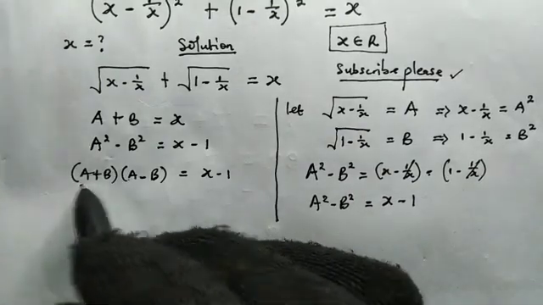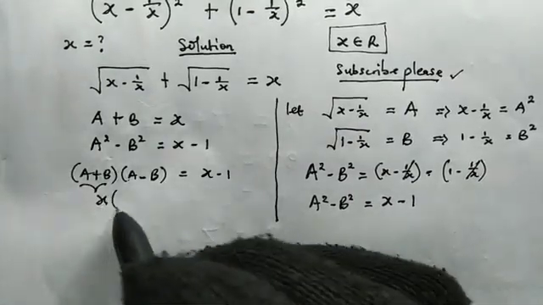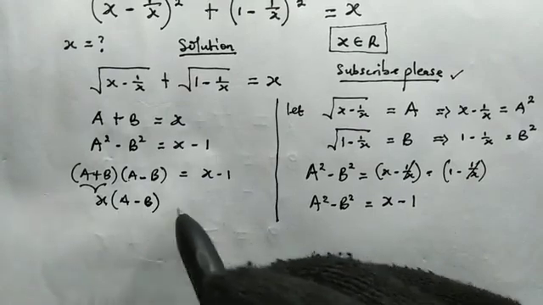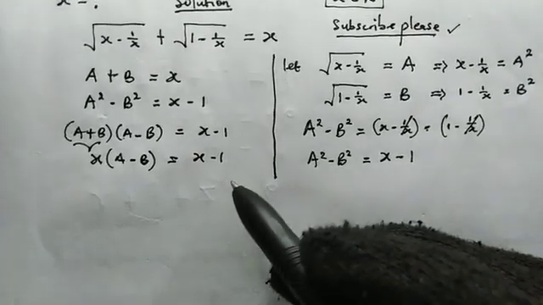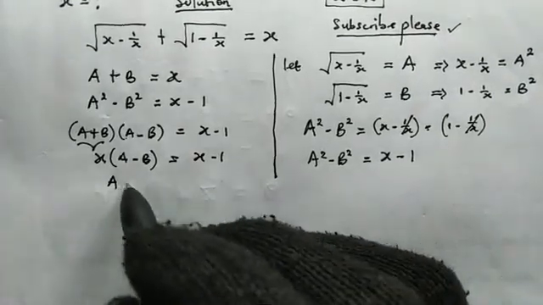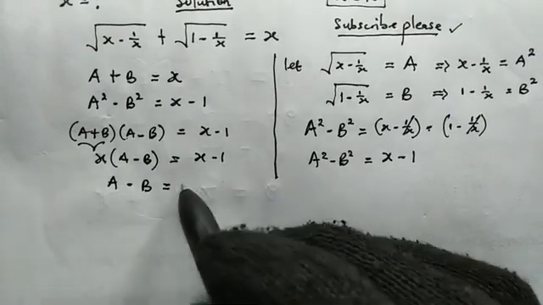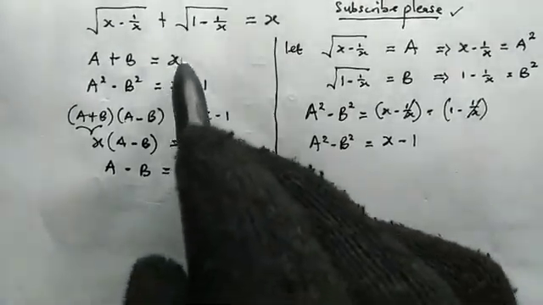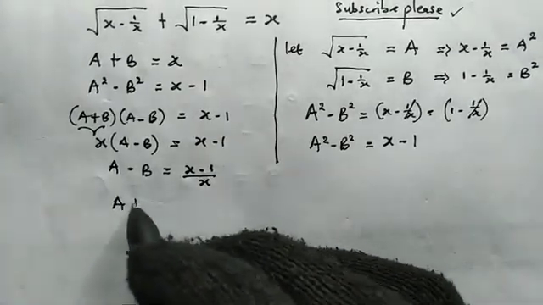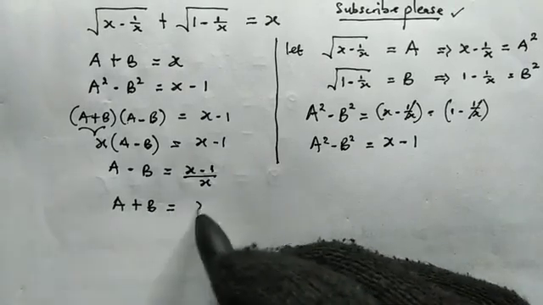So from here, this is actually equal to x. And here we multiply by a minus b. This is equal to x minus 1. So divide both sides by x. We get a minus b. This is equal to x minus 1 over x. And from equation 1, we also have a plus b. This is equal to x.